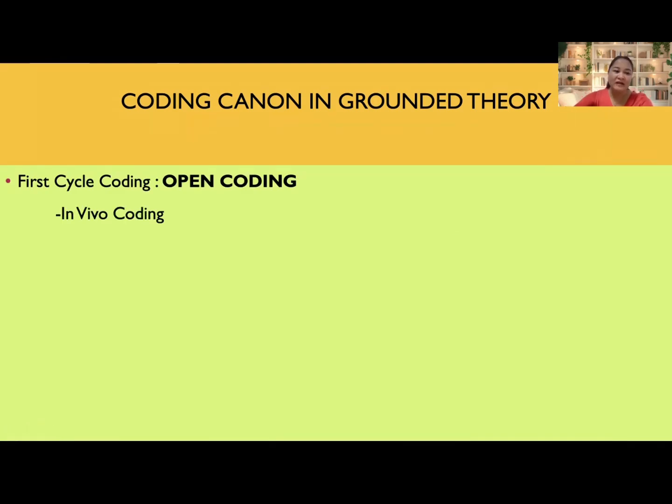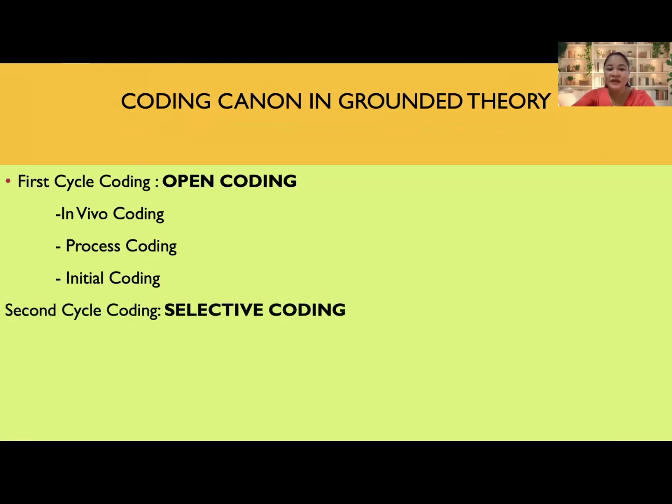There are 3 cycles here. In the coding process, there are 3 cycles, according to Saldana. First is the first cycle coding, and this is what we call open coding. From the transcript, the translation of your data gathered, you can choose in vivo coding. You can use process coding or initial coding.